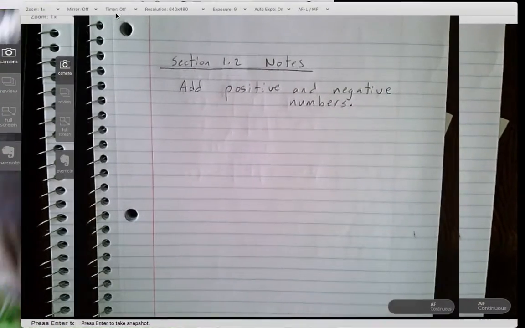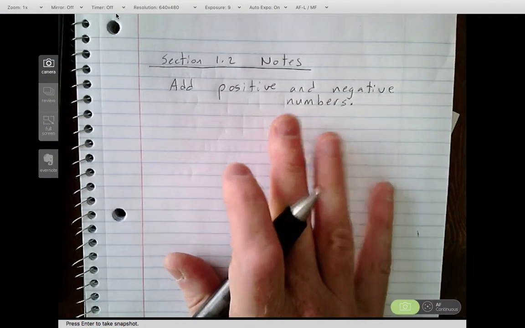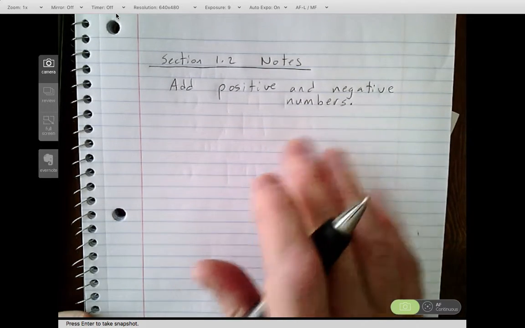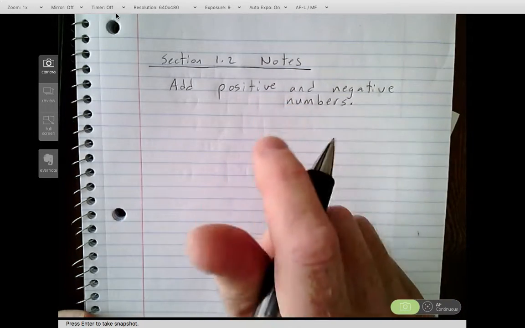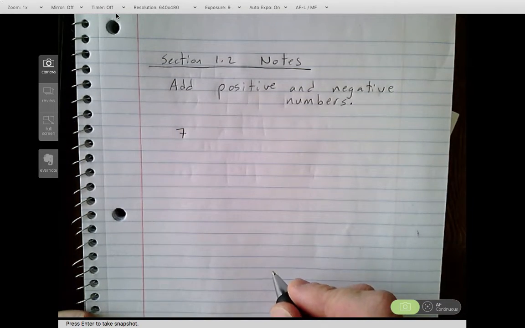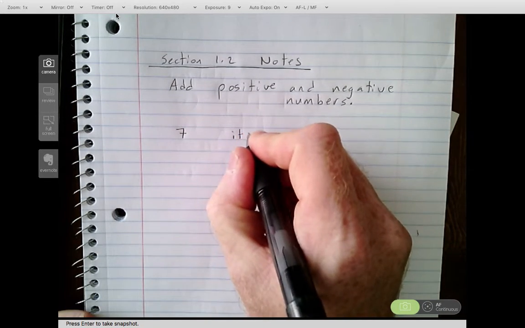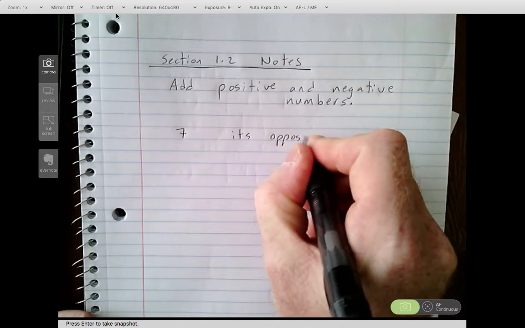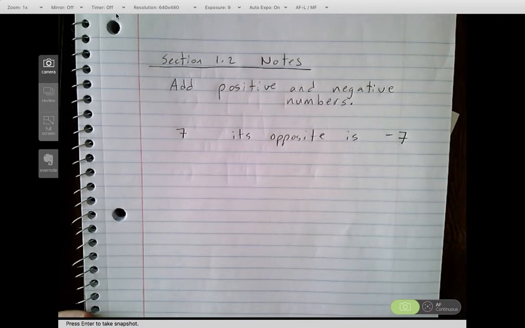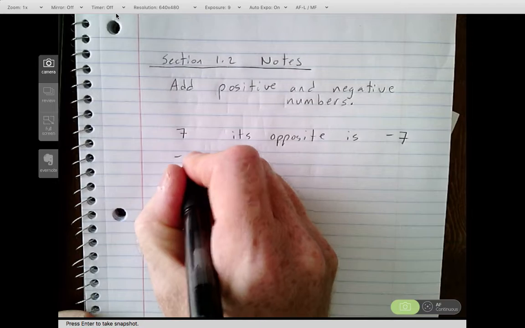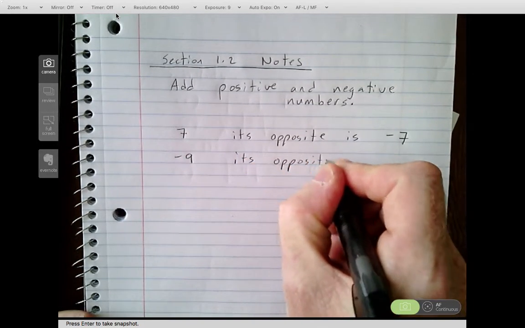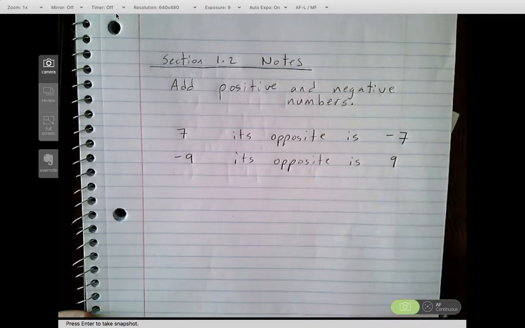Everybody, so here are our notes for section 1.2, and in this section we're going to add positive and negative numbers. So let me just start off by saying a little bit about numbers and their opposites. So I have the number 7. So what's its opposite? Well, it is negative 7. If I have the number negative 9, its opposite is regular old positive 9.